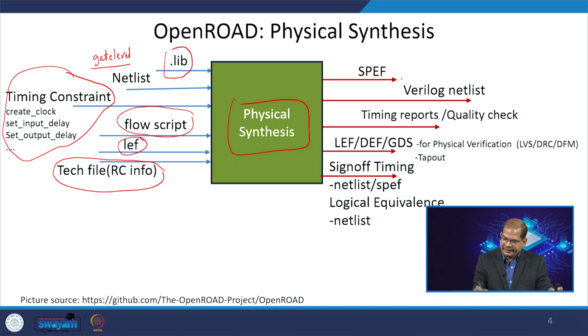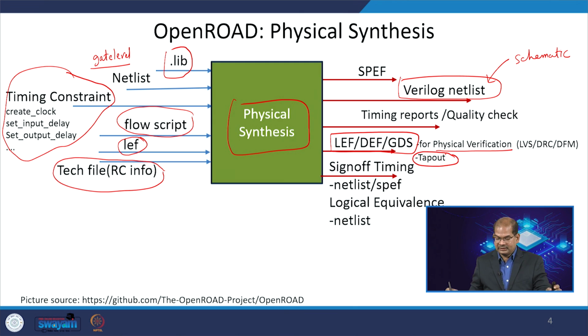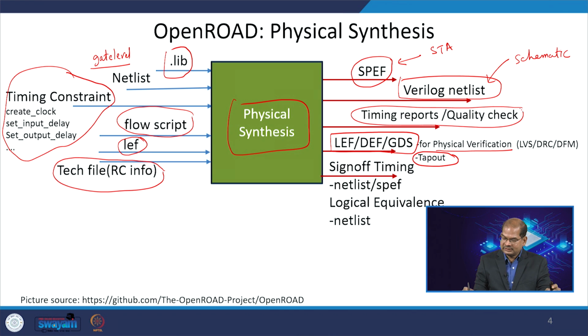Now, outputs are the gate level Verilog netlist, which carries the gate level netlist and other information like buffer insertion in the clock tree, and this netlist will act as the schematic whenever you are doing LVS. Then we have LEF, DEF or GDS, which will be used for physical verification, and if the design is correct then you can send this for tape out or fabricating the chip. Then we have a parasitic information file which will go to the static timing analysis tool, the STA tool. Then we have timing reports coming from the physical synthesis tool.